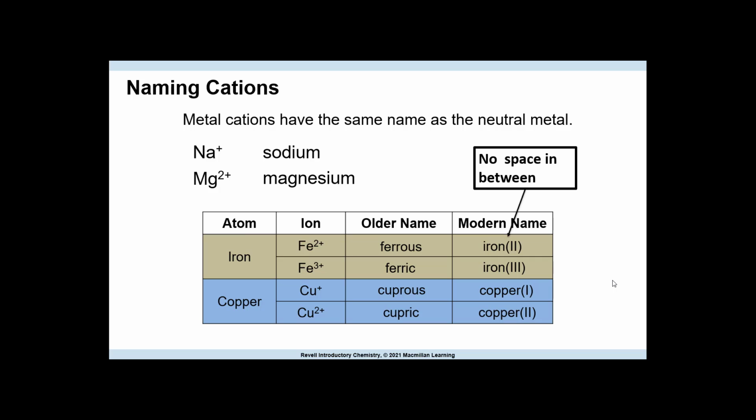Now, in modern ways, we don't do that. We write it out with Roman numerals. So iron, no space in between, and it would be 2 matching this, or 3 matching this. You still might run into the older names, but normally we only go by the modern name now. You write the name out, parentheses with no space, and then the Roman numeral of that oxidation state, that charged state, goes in the parentheses.